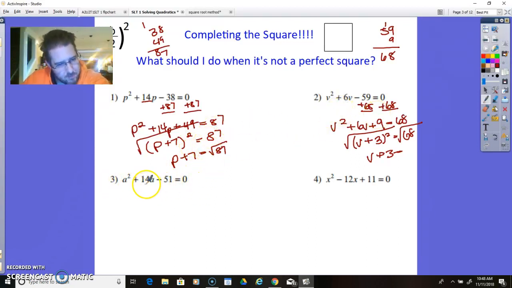None of these are working out perfectly for me, so let's see. Half of 14 is 7. 7 squared is 49. I want this to be 49, which means I'm going to have to add 100. Oh, this one looks like it's going to work.